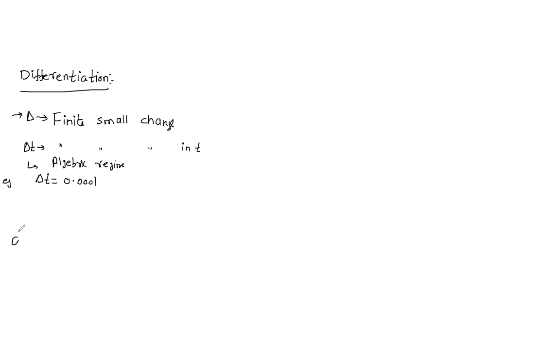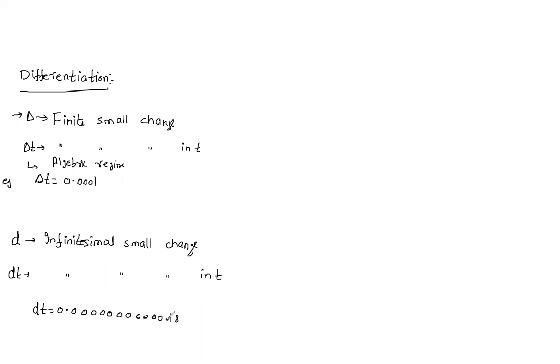There's one more type of change which is represented by small d. Small d represents infinitesimal small change. So if I write dt, dt simply means infinitesimal small change. Infinitesimal small change means this change is extremely small. Like you can say that your dt is almost 0. It's in the neighborhood of 0. If on the number line this is 0, then dt is somewhere here.